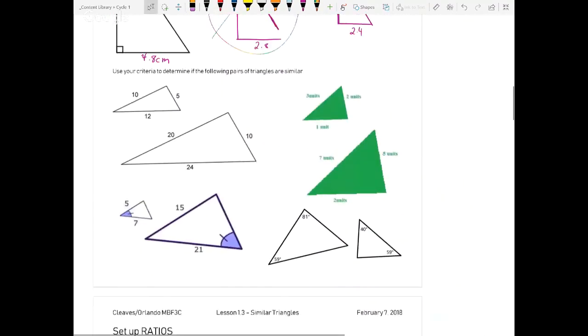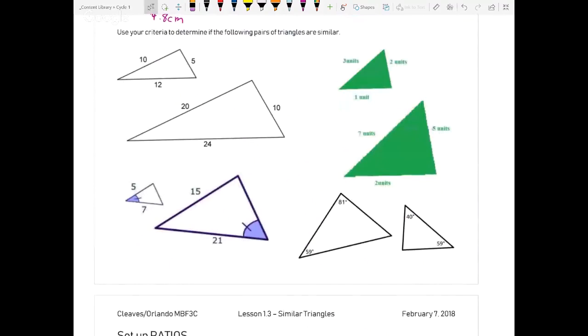So I want you to look at these. These drawings are intentionally screwed up, and that's not a mistake. I want you to look at the numbers to see if you can tell from one of the 2 rules if they're similar. So don't look at the drawings. In other words, if you measure these, is that actually 15 and that actually 21? No. So look at the numbers, not at the drawings, and tell me, are these similar or are they not similar?